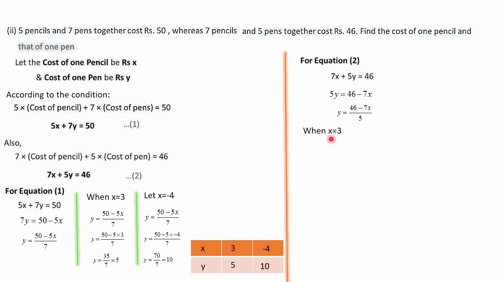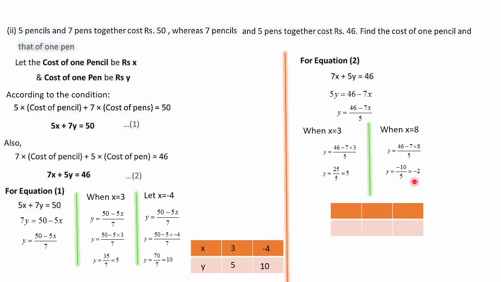Here when x is equal to 3, I am taking 3 because 7 into 3 is 21. If I subtract 21 from 46, I will get 25 by 5. 25 by 5 is easily divisible by 5. We will get 5. Then one more value, that is x is equal to 8. So when you substitute x is equal to 8, it will be 46 minus 7 into 8 divided by 5. So 7 into 8 is 56. 46 minus 56 is minus 10. 10 is easily divisible by 5. That's why we have taken 8. So y is equal to minus 10 by 5, that is equal to minus 2 we have got.